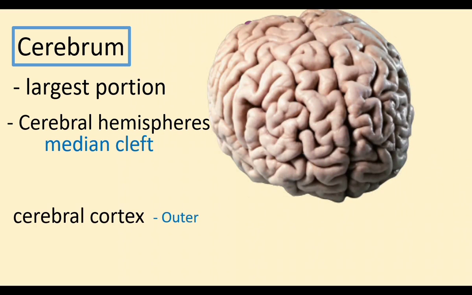The outer part of the cerebrum is the cortex. It is gray in color. The inner part of the cerebrum is the cerebral medulla, which is white in color.